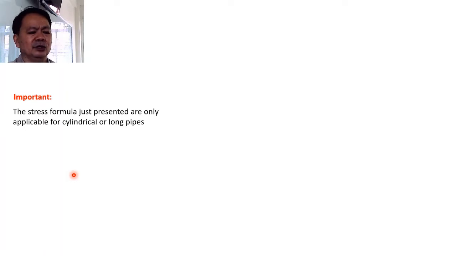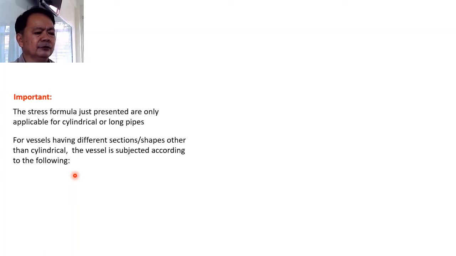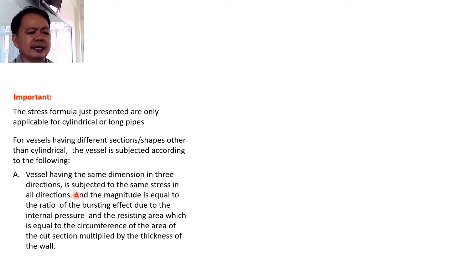But again, those formulas that we have just seen are only applicable for vessels that are in the form of a cylinder or in the form of a long pipe. Now, for vessels having different sections or shapes other than that of a cylinder, then the vessel is subjected according to the following. Letter A. If the vessel has the same dimension in the three directions.